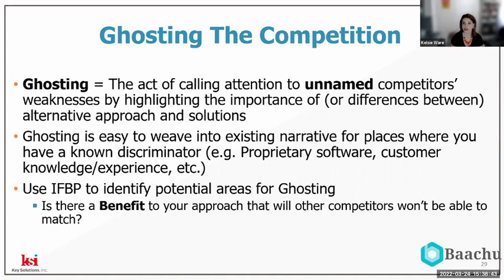If you know it's a discriminator for you, it's going to be the easiest thing for you to do to just real quickly put a ghosting statement into your proposal. And that's going to add a lot of compelling points to your evaluation. So IFBP is a great way to identify potential areas. Is there a benefit to your proposal that other competitors won't be able to match? And then you can just go through that IFBP process and develop a really strong ghosting sentence.